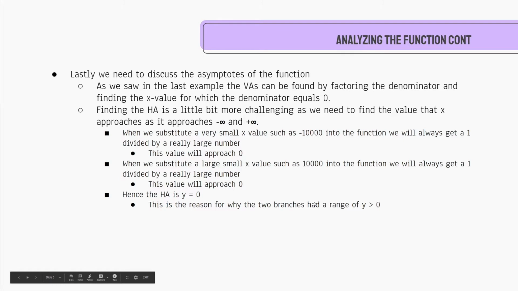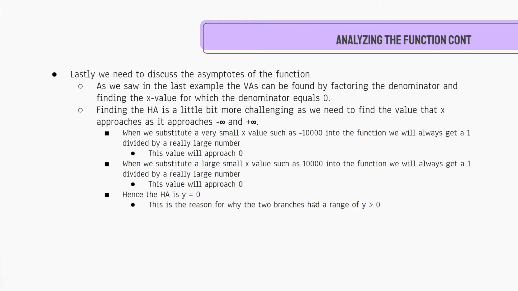Now, we have to discuss the asymptotes of the function. As you saw in the last example, the vertical asymptotes can be found by factoring the denominator and finding the x value for which that denominator equals 0. Simple things that we've been doing all along, nothing difficult here, so that's good. To find the horizontal asymptote, it gets a little bit more complicated, but as long as you understand the basic concept, you can literally memorize it and not have a problem with it after that point.